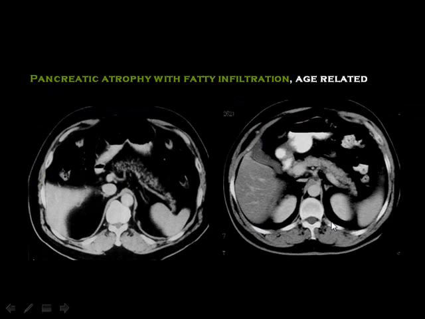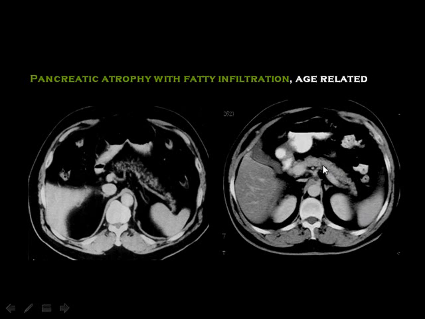Then this is the pancreas, the pancreatic tail and the body, and you know that the vessel which is running posterior to the pancreas is the splenic vein, and the splenic vein will unite with the superior mesenteric vein to form the portal vein later on. This is the gallbladder, this is the liver, this is the right kidney, this is the left kidney, and this is the suprarenal gland. And you can easily know that this liver is fatty, comparing the density of the liver to the density of the spleen.